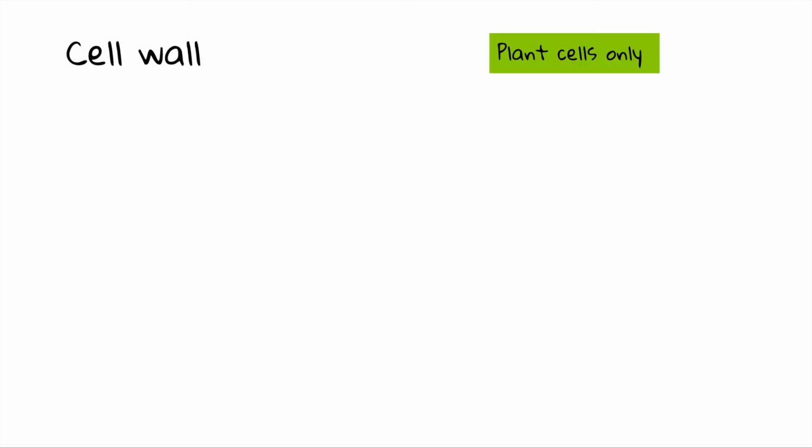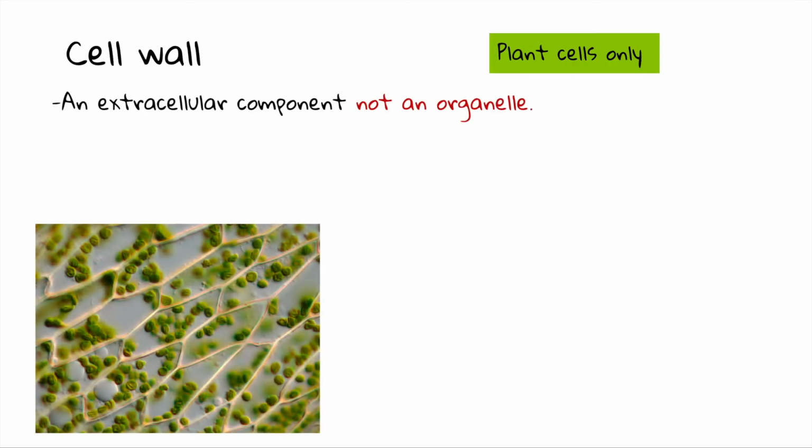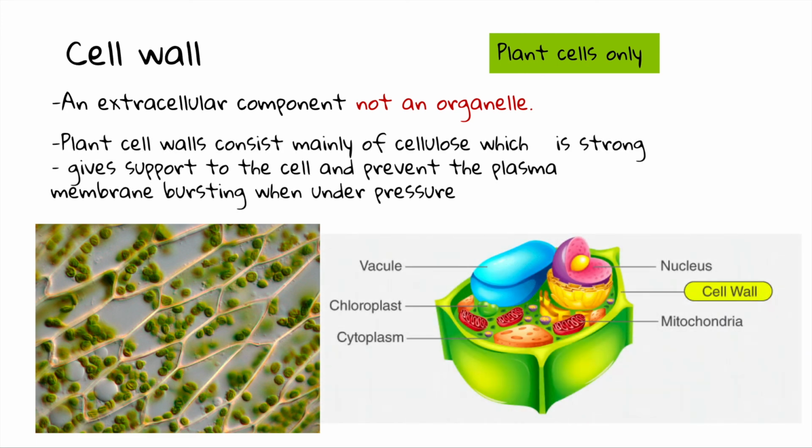Cell wall. So the cell wall is an extracellular component, and it is not an organelle. And as you already know, it is found only in plant cells. It is made of cellulose, which is strong and gives support to the cell and prevents the plasma membrane from bursting when under pressure.